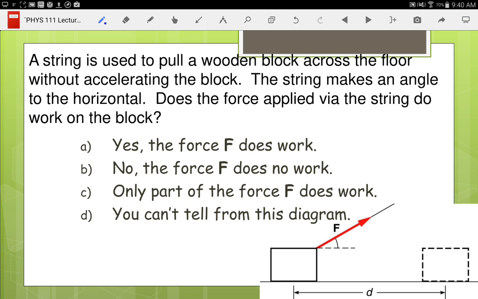A string is used to pull a wooden block across the floor without accelerating the block. So acceleration is 0. The string makes an angle to the horizontal as shown here. Does the force applied via the string do work on the block? So this is, yes, it does work, no, it does no work, or only part of the force does work, or you can't tell.